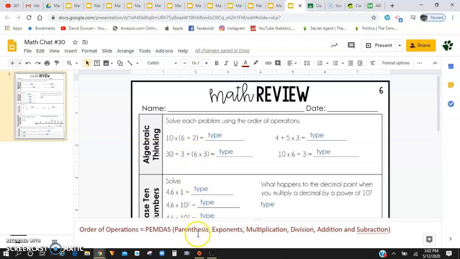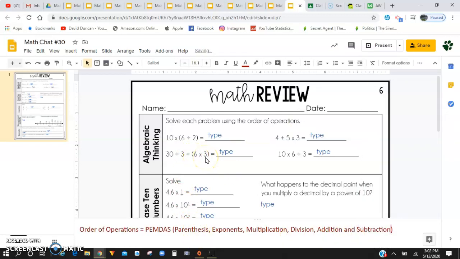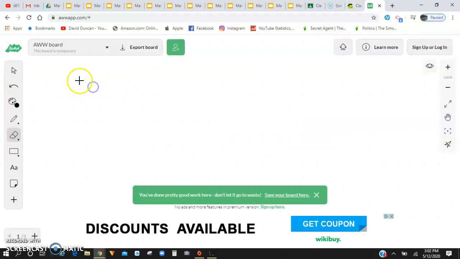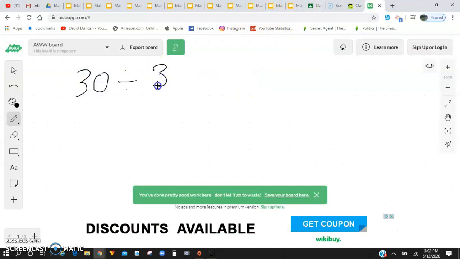Again, I'm going to start with parentheses. So parentheses 6 times 3 is going to be 18. I guess I can do that on my whiteboard. So I have 30 divided by 3 plus 6 times 3. Sorry for this bad penmanship, guys. It's hard to do it with my mouse. Oops, not 6 times 18, 6 times 3.